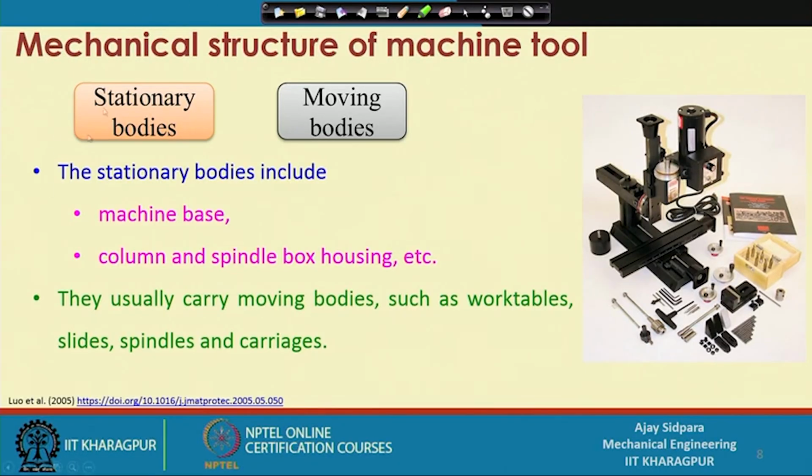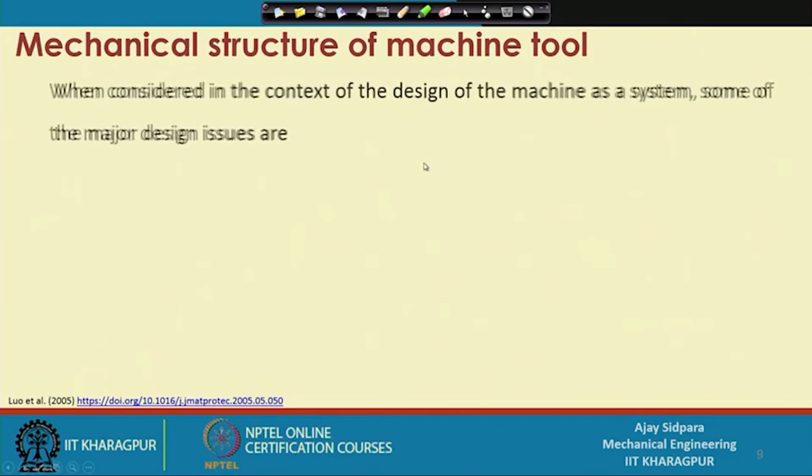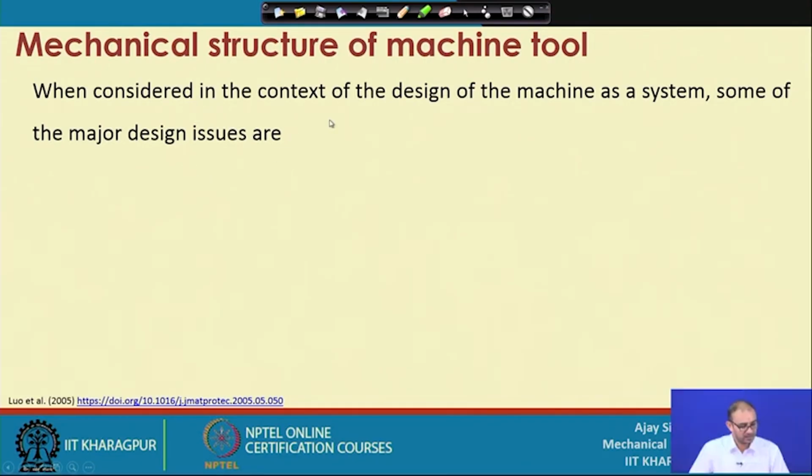So, let us continue this topic ahead, and we have also seen that there are different components, stationary bodies and moving bodies. The stationary body will carry the moving body so that they can move from one location to another location to get the things done. So, when you consider the design of a machine as a system, there are some major design issues available. Those things are stiffness and damping, because now we know that when you do machining at a micro level, the stiffness of the machine tool should be very high.